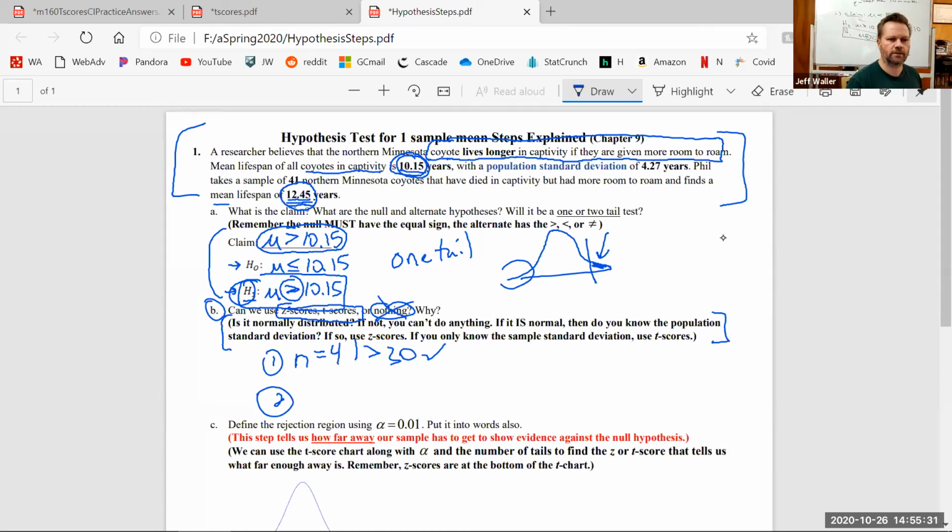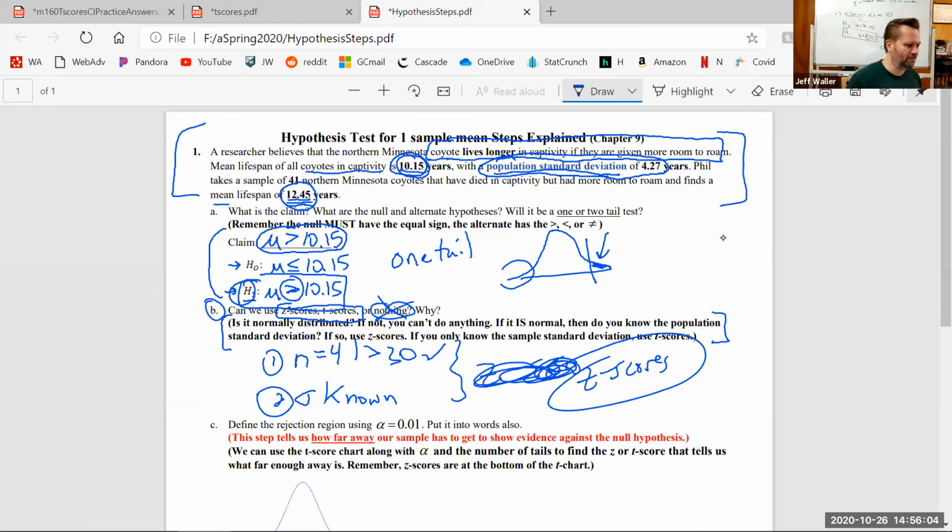Z. Yeah, why Z? Because we know the population standard deviation. Yes, I know the population standard deviation. And again, I was very, very nice. I not only bolded it, I made it blue. So sigma is known. Therefore, I can use Z scores. Jeff, really? Yes, Jeff, really. Okay, Z scores.